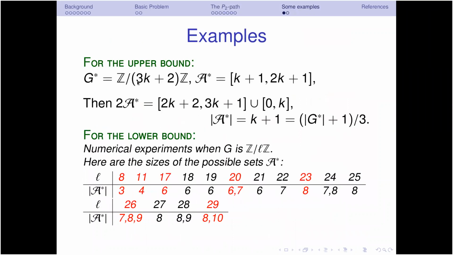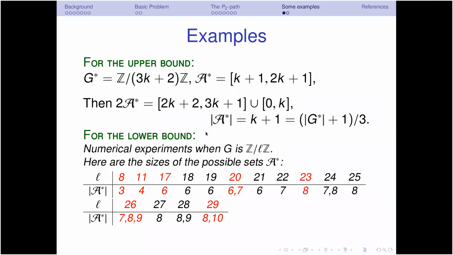So there's an example by Deshouillers and Lev, I think. If you take this group Z/(3k+2)Z and you take the middle interval k+1 to 2k+1, it gives you a set that verifies your condition, and its cardinality is exactly equal to (G star plus 1) by 3. So we know that this upper bound is optimal by this example. But again, I don't know how to rule out this example in terms of primes.